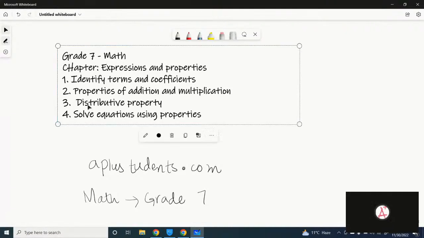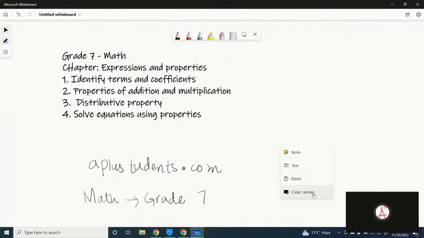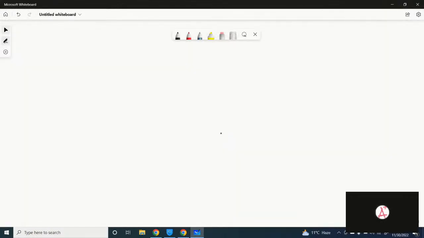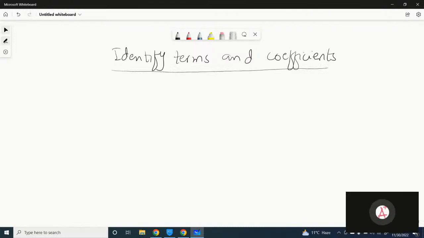Please make sure you have your notebook and pencil so that you can note down important points and examples as well. Got it? Let's start with the very first topic, that is identify terms and coefficients. Got it? Let's start with the lesson.